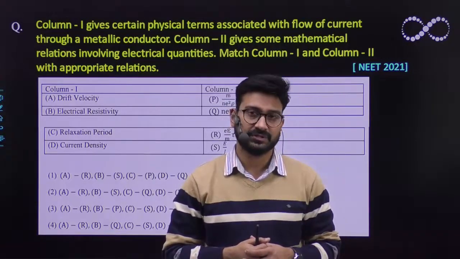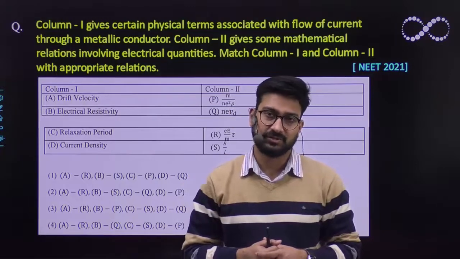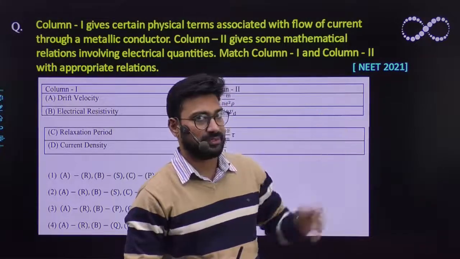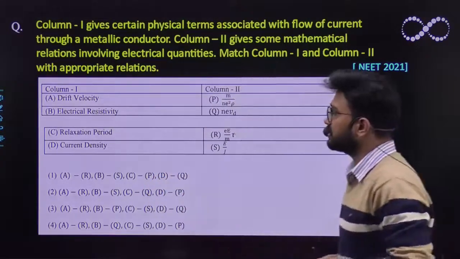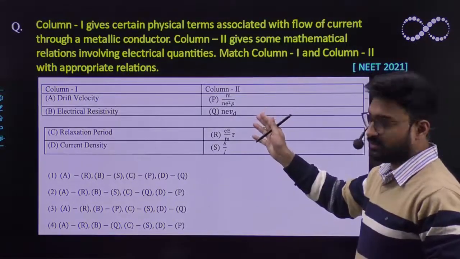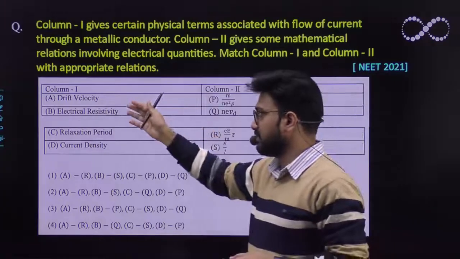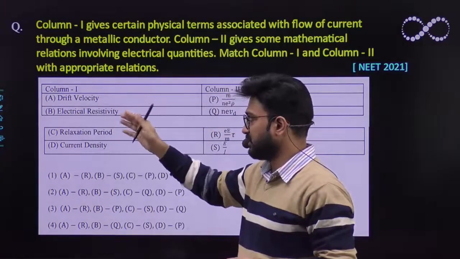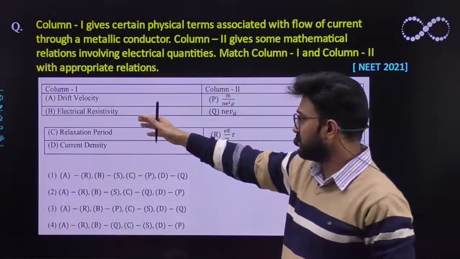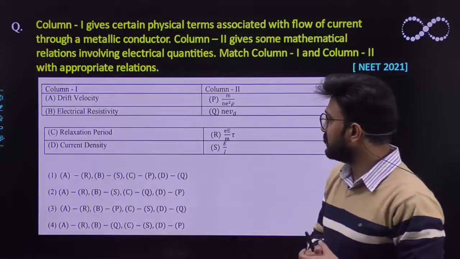Right now I'll be doing one such question that came in your medical examination. This question came in NEET 2021. So let us see this question. The question says, okay, this is a column based question and you have to match the columns, and find out which option, which item of column one is related to column two.